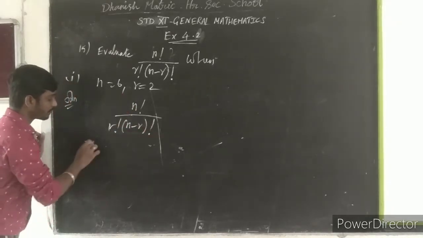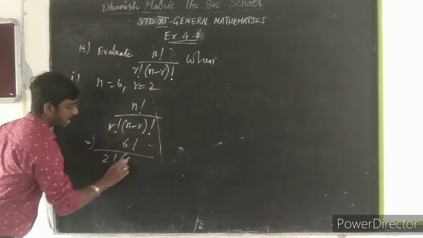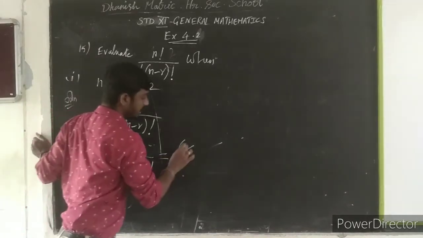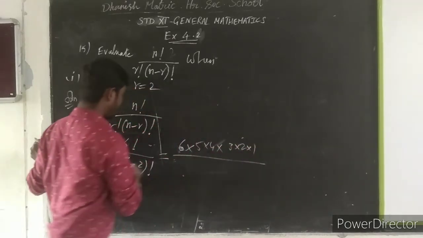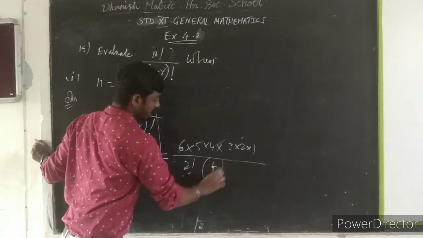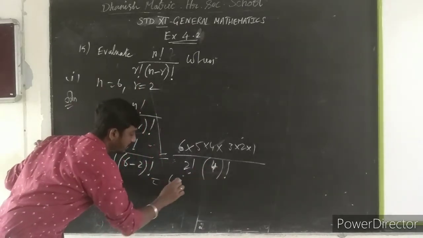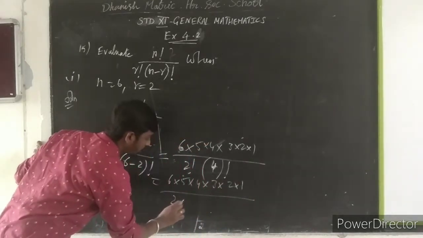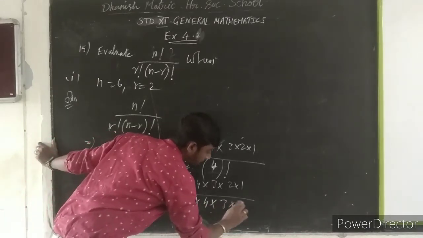What is the n value here? That is 6 factorial divided by r factorial, the r value, that is 2 factorial, into 6 minus 2 factorial. Here we are going to write like this: 6 into 5 into 4 into 3 into 2 into 1 divided by 2 into 1 for 2 factorial, and 4 factorial, that is 4 into 3 into 2 into 1.